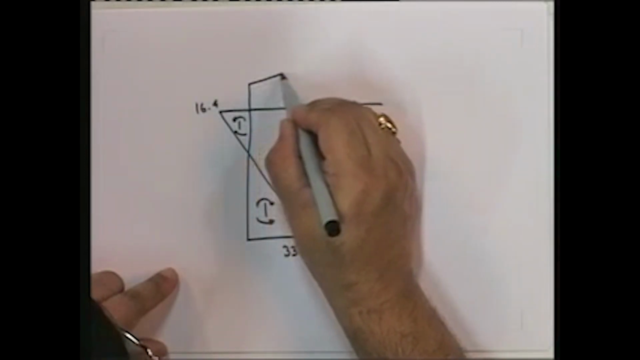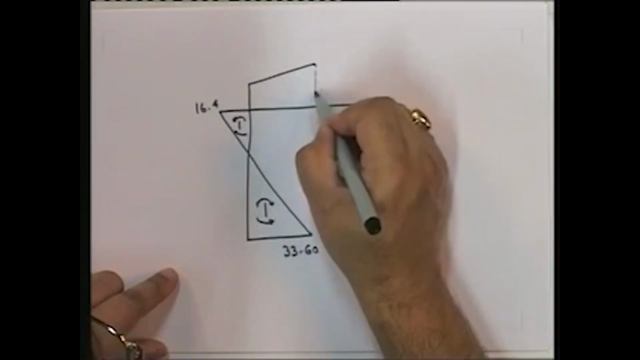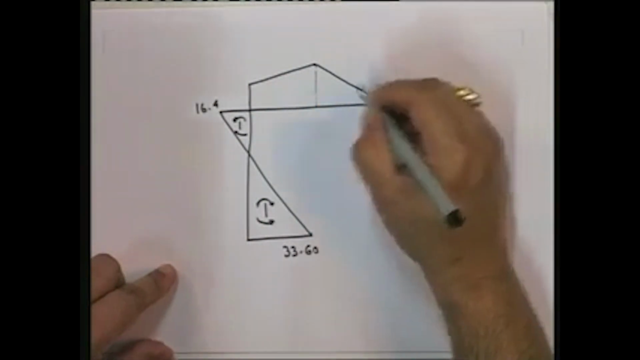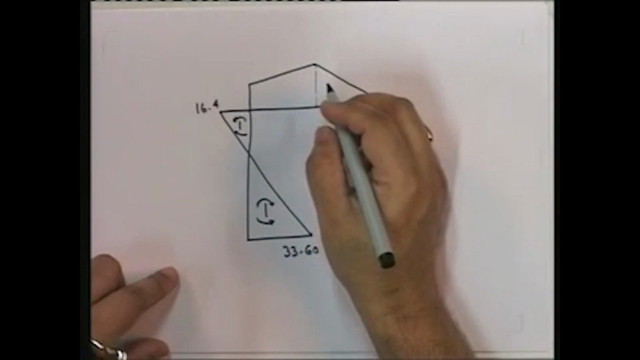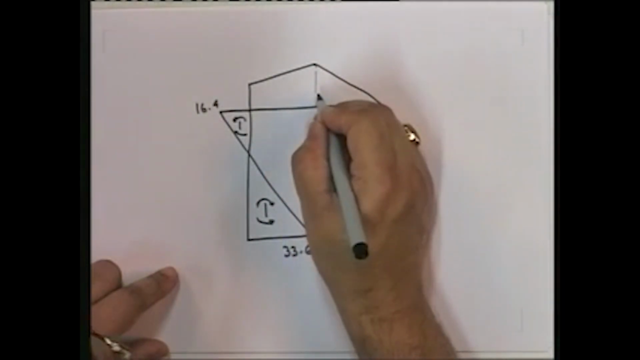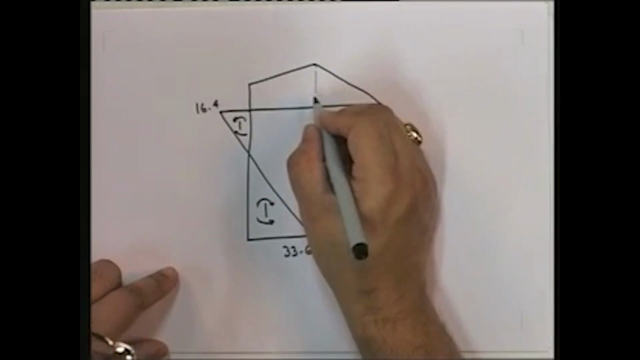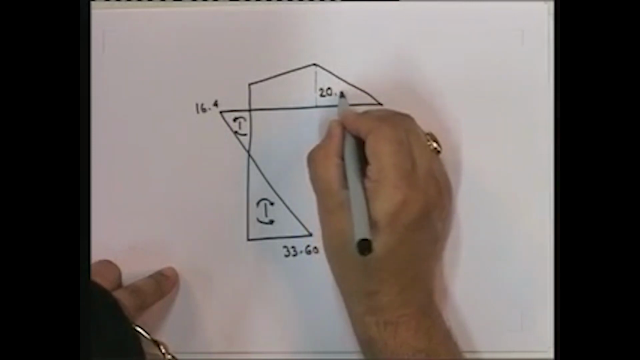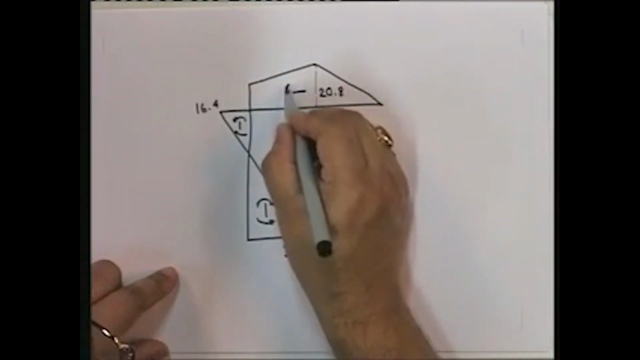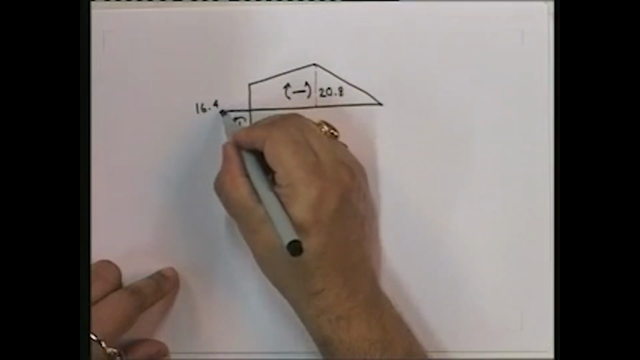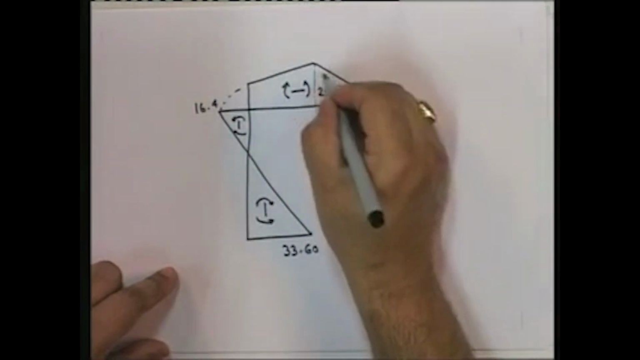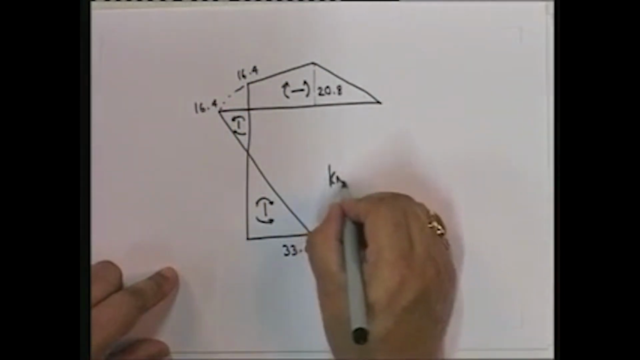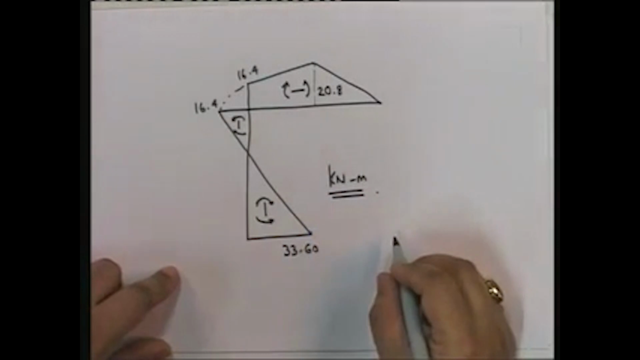so this is going to go this way. So this, if you look at it, is going to be equal to 20. This is going to be 41.6, so it's going to be 20.8. So this value is going to be 20.8. This is going to be 16.4. All of them are in kilonewton meter.